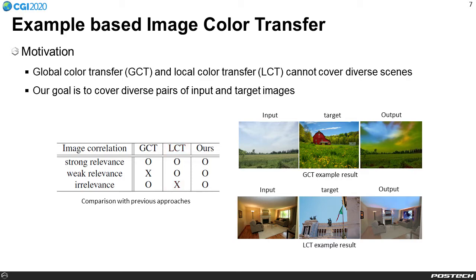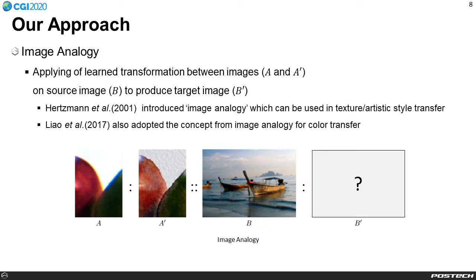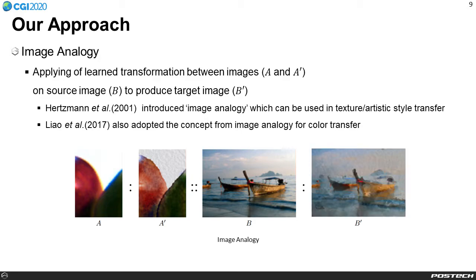The problem of existing work motivated us to come up with a method that works robustly on all types of relevance, and our method is based on the concept of image analogy. In image analogy, the learned transformation between image pairs, denoted as A and A prime in the figure, is applied to input image B to produce target image B prime. There are works leveraging this concept for color and style transfer. However, we tweaked this concept a little bit and proposed histogram analogy for more robust color transfer in various relevance types of image pairs.